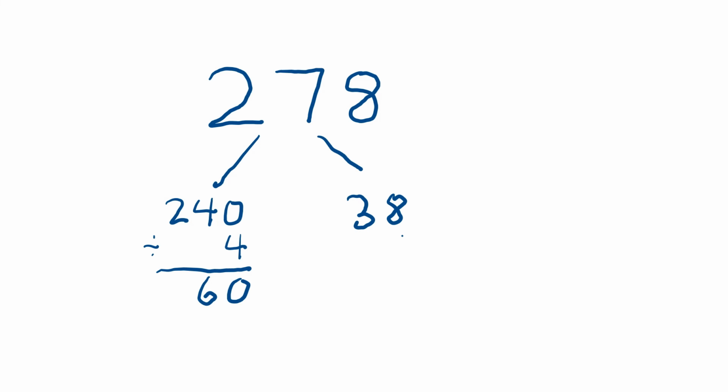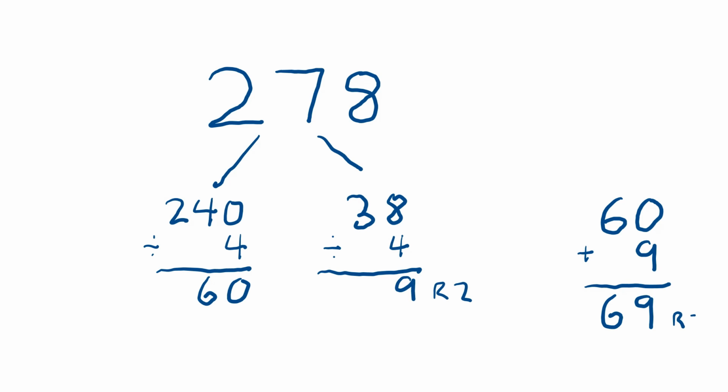Next, I partitioned out the remaining 38 and divided it by 4. Using my basic multiplication facts, I know that 4 times 9 equals 36. So I know that 36 divided by 4 equals 9, and we will be left with a remainder of 2. Next, I will add the two quotients together to get a total of 69, remainder 2.